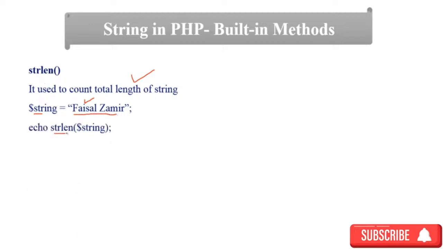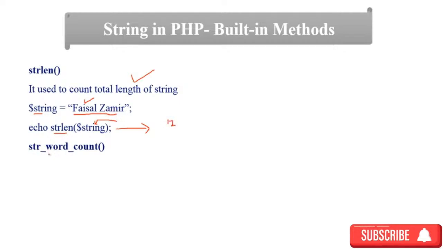So echo string length and pass that variable in which the string is present, it will return an integer value that will be the length of that string. For example, this is 1 2 3 4 5 6 7 8 9 10 11 12, so it will return 12. Total number of characters with space will be 12.